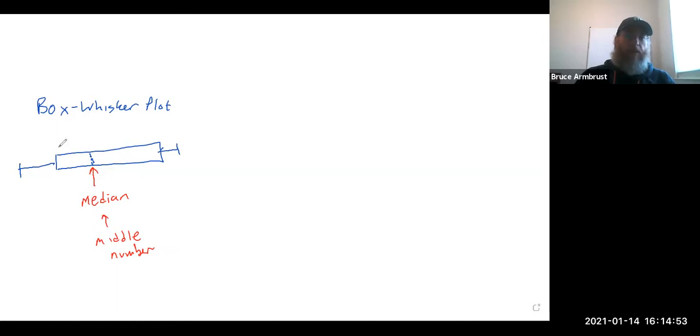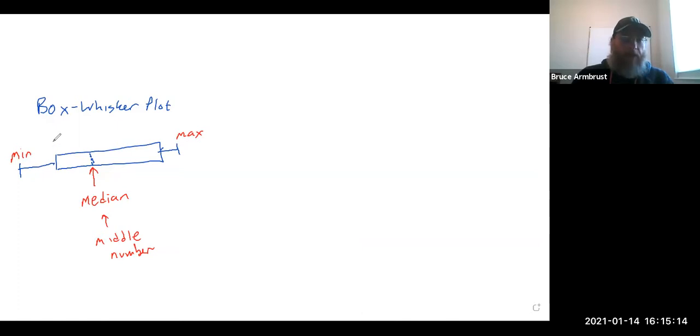The ends of the whiskers are the minimum value and the maximum value. So you look at your data, you find the smallest point or smallest value. That's what goes over here. That forms the whisker on the left. And then the biggest one is the whisker on the right.